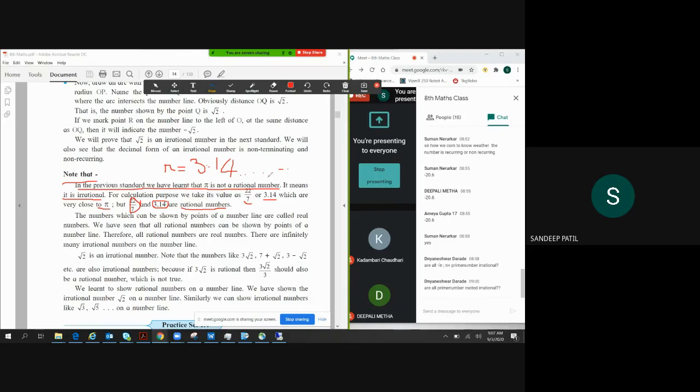But for practical purposes, I told you, right, if we try to write all this stuff and do all the calculations, it will be time consuming, and it may not be necessary in practical life also. So what do we do for that purpose? We approximate, right?